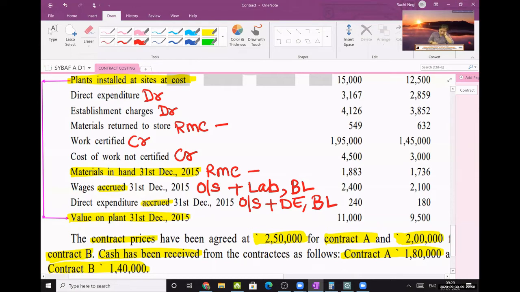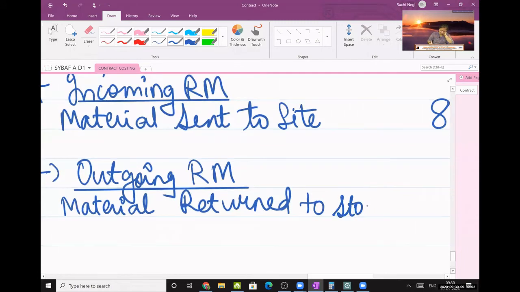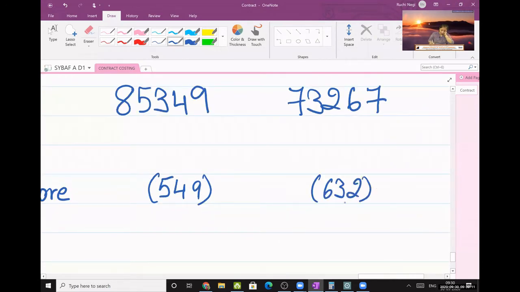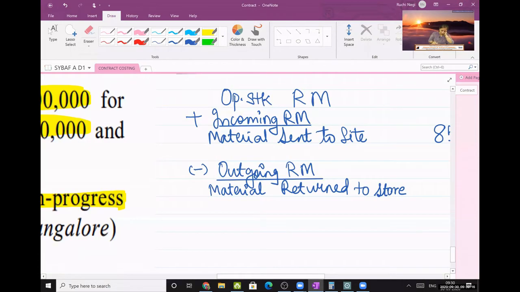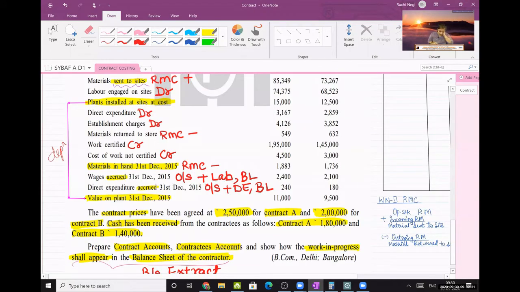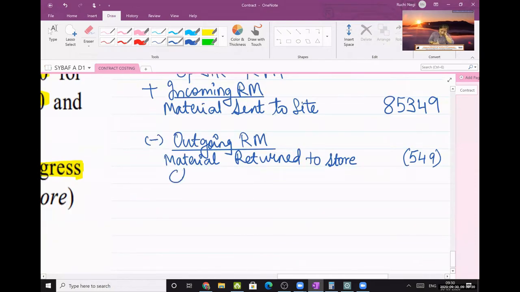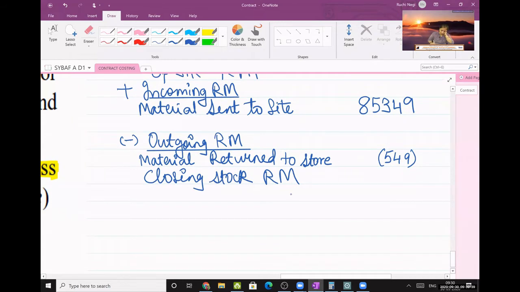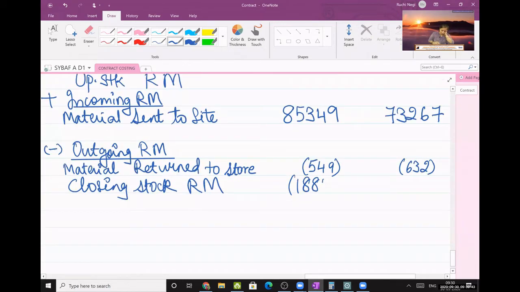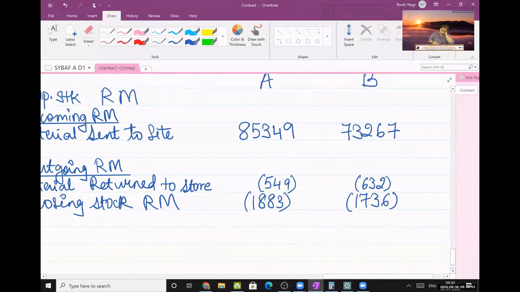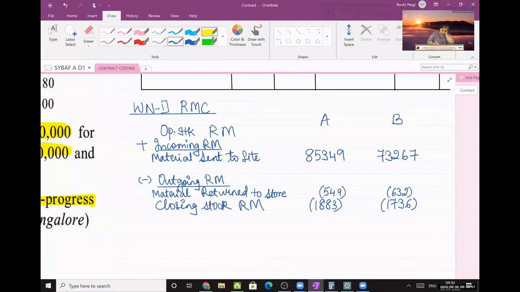Store, 549 and 630. Material return to store. There is one more: closing stock of raw material. That is also subtracted. 183 and 1736 is in store. That's it. This will give me raw material consumed.